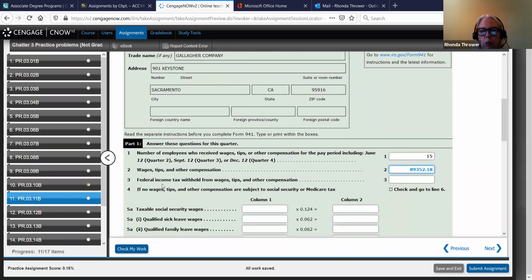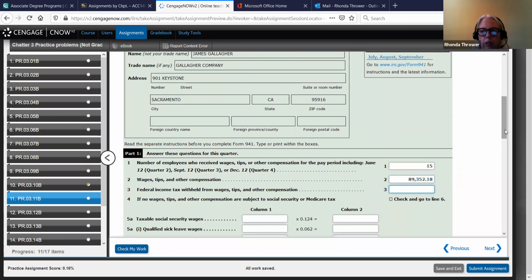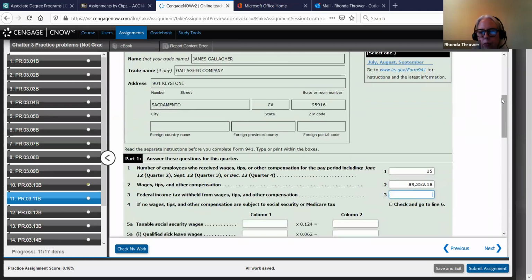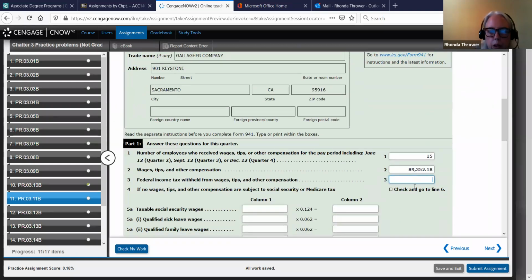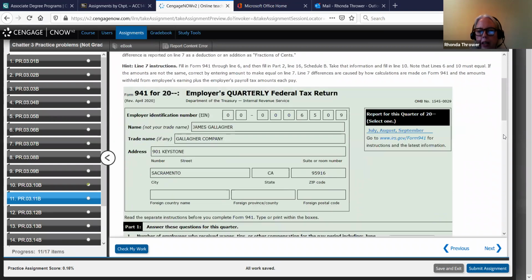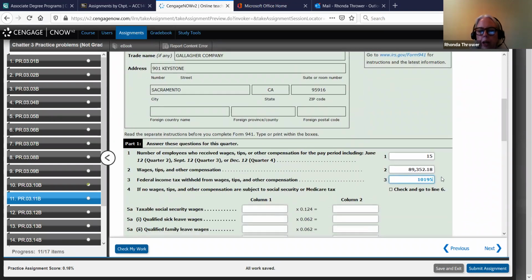And line 3, they want the federal income tax withheld, and that too was given. So you're just plugging in the given amounts. The federal income tax withheld was $10,195. Just write in what they gave you, because we don't know how to calculate that yet, but we will learn how to calculate it in an upcoming chapter.